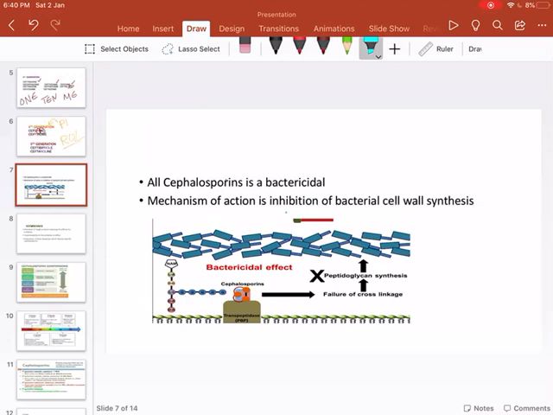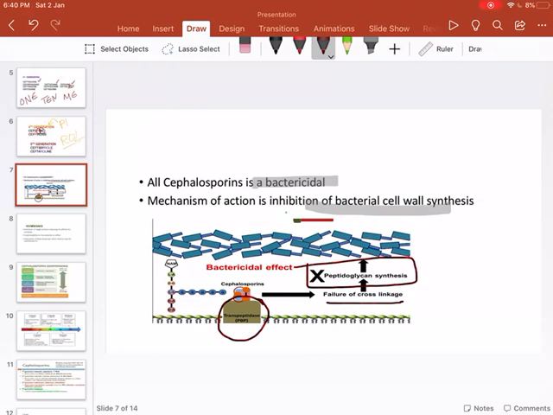Now talking about mechanism of action of cephalosporins. All cephalosporins are bactericidal, which means they directly kill the microorganisms. And how they do this is by inhibition of bacterial cell wall synthesis. So as you can see here, the cephalosporins bind to the transpeptidase, which leads to failure of cross linkage, which leads to failure of peptidoglycan synthesis.